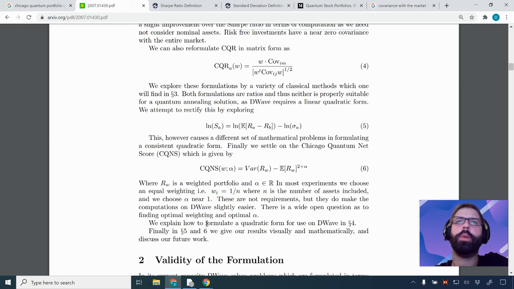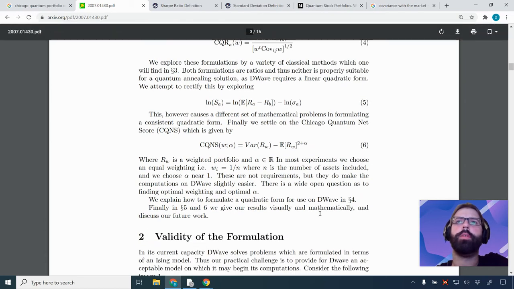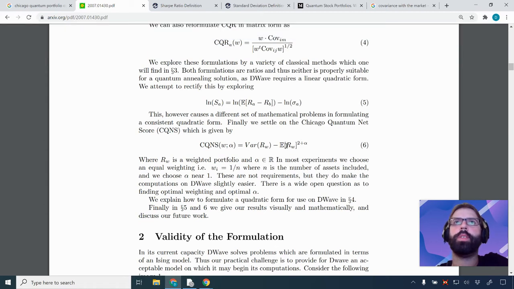We explain how to formulate a quadratic form for use in D-Wave in, I guess this is Appendix 4. Finally, in Appendix 5 and 6, we give our results visually and mathematically and discuss our future work. What is this? Is this, like, energy? I don't know, what is this?